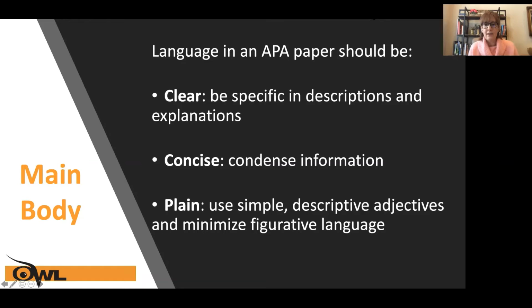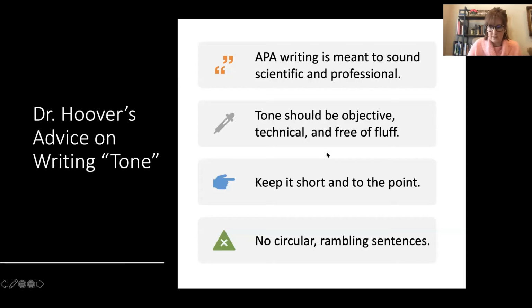And I think this is an area, well, let me just go to this next one and I'll explain. Here's my advice on the writing tone or the language. APA is meant to sound scientific and professional. Some people say, well, this is just boring. It needs to be objective, it needs to be technical and free of fluff. And I have an example that I'll be showing you. Also, when it's talking about keeping it concise, it needs to be short and to the point.